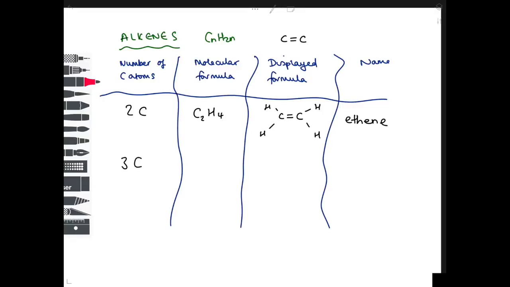Looking at 3 carbon atoms now, so C3H6. Again, make sure you're filling these up properly, double checking the bonds. I can't reiterate this enough. And this will be 3 carbons, so prop, it's an alkene, so propene. Now looking at the 4 carbons, which is when it gets a bit more interesting.